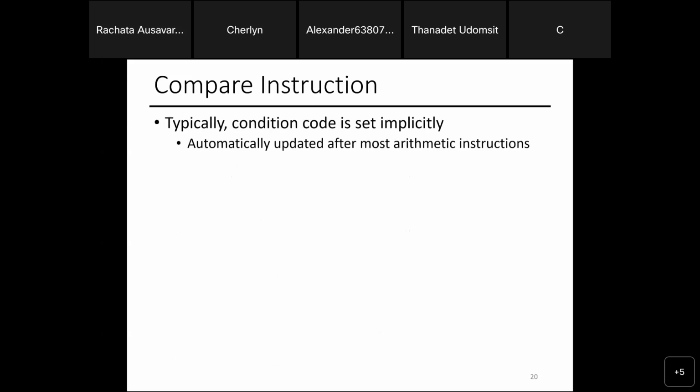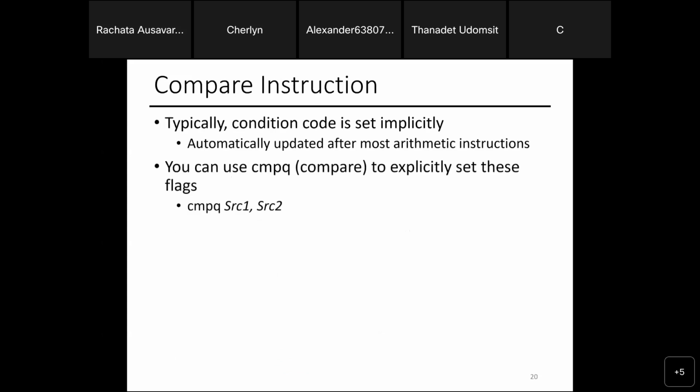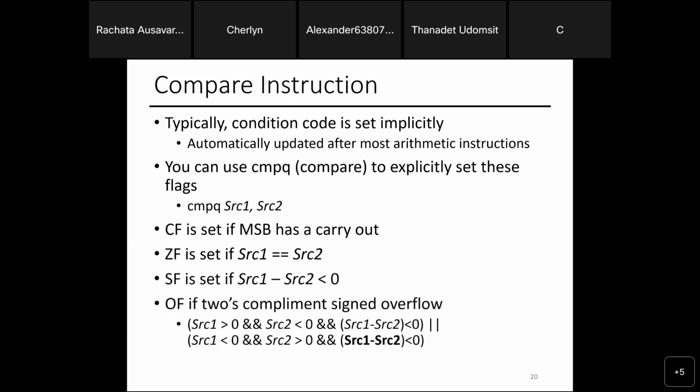Now, the next thing is that now that you have the condition code, you can do comparison. You can, for example, compare two numbers. You can do CMPQ source 1 and source 2. It would set the carry if the most significant bit has a carry out. What compare does is source 1 minus source 2, the subtraction of the two numbers. If source 1 equals source 2, the zero flag will be 1 because the subtraction results in 0. Then there's the sign and overflow.